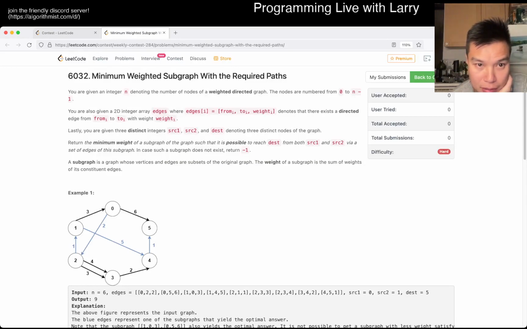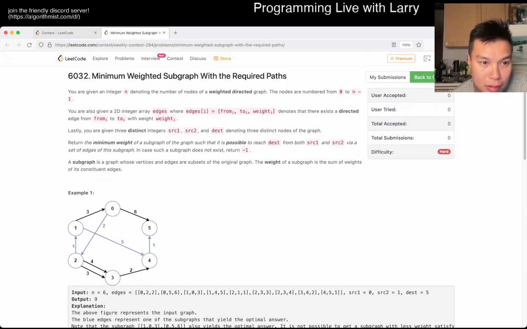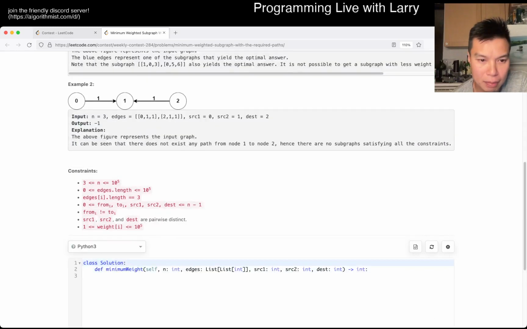Given an integer N, directed graph, okay. Edges, yep. Given 3 distinct integers, source 1, source 2, and destination. And these are just edges, okay. So we have to get the graph such that they overlap.